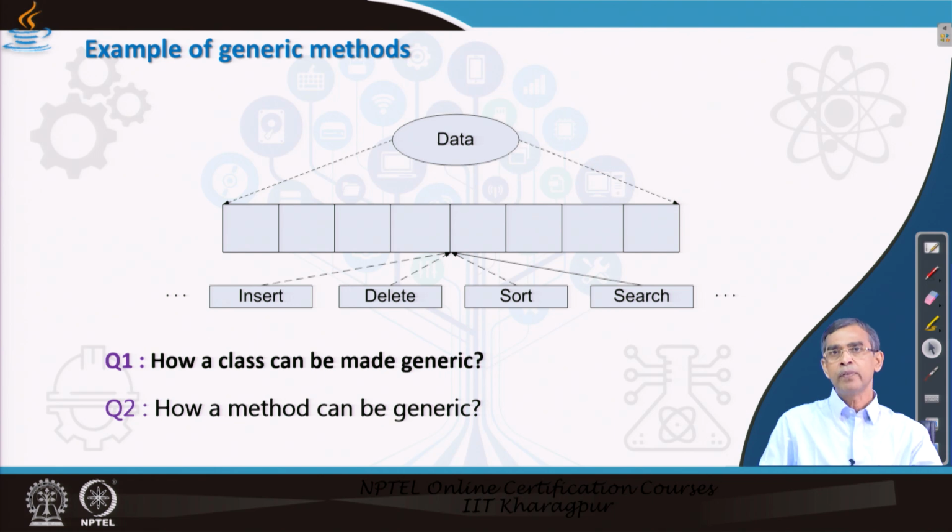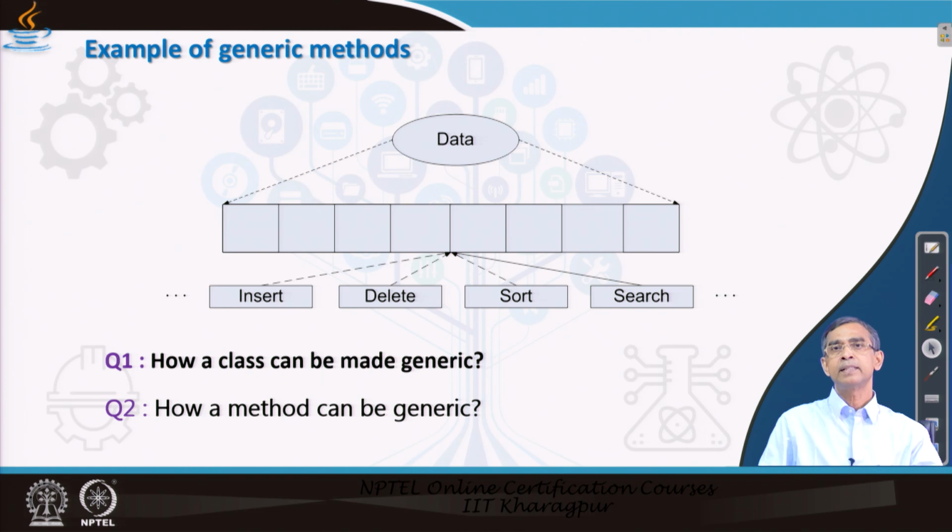Now, instead of writing one piece of code for insert, whatever be the type of data that the array can hold, it should not be an issue; it can work on that. So, this is the concept of how we can make a method generic.